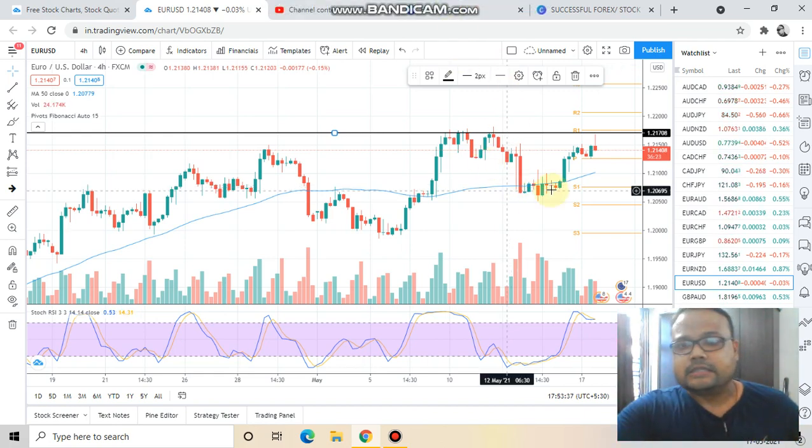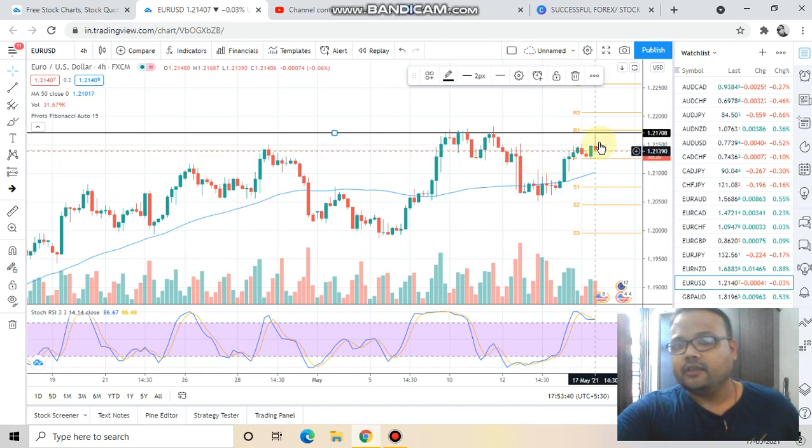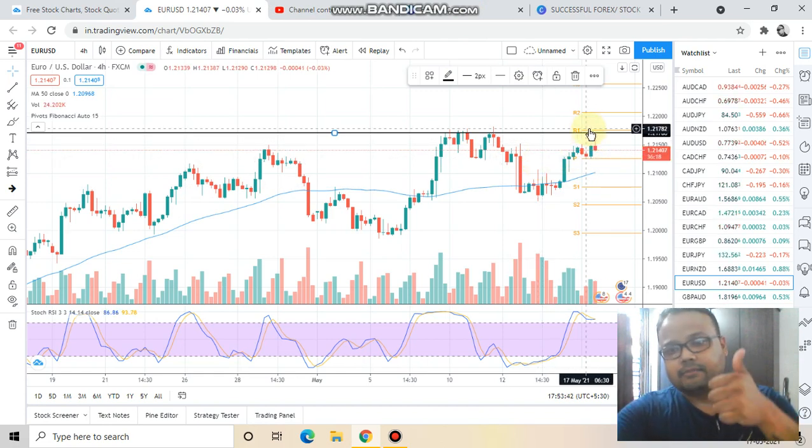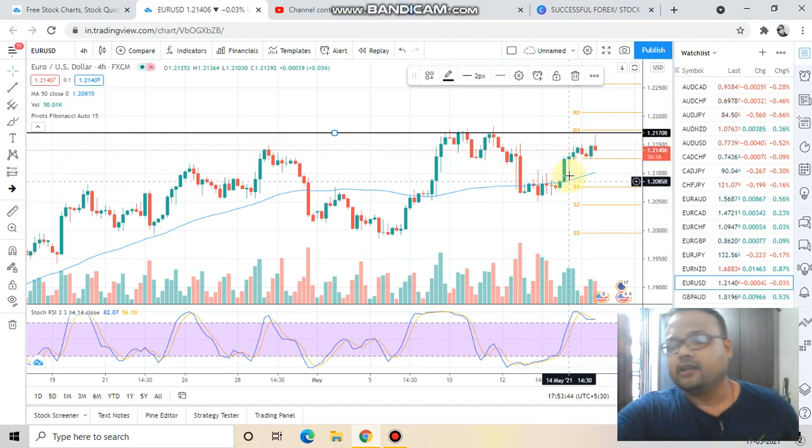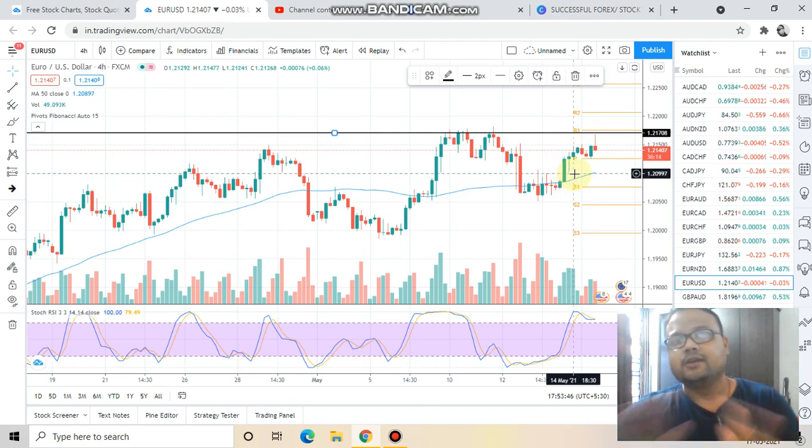Just wait for the opportunity. If the market crosses this level, it's a buy, and if the market takes support at the 50 moving average, it's also a buy. So these are the two best trading opportunities as of now in the Euro USD chart for today and tomorrow.